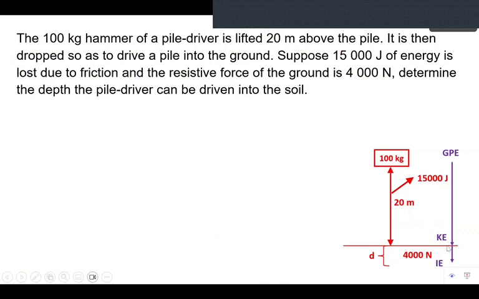So at the moment it reaches the bottom of the ground, the moment when you drive the pile into the ground, the kinetic energy is being converted into internal energy. Okay, so this is what you should be able to get. So in the process of converting from GPE to KE, 15,000 joules of energy is lost.